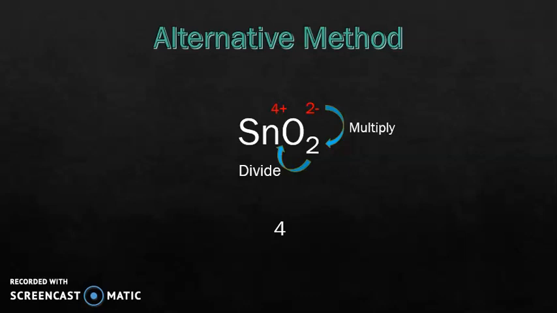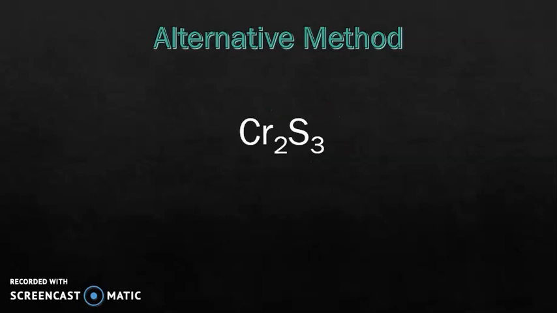Now I can go ahead and finish up my name. Let's translate that 4 into a Roman numeral. And now I can simply name the tin and the oxide. So tin(IV) oxide would be the name of this compound. Again, I think you need one more quick example. So here's another one.